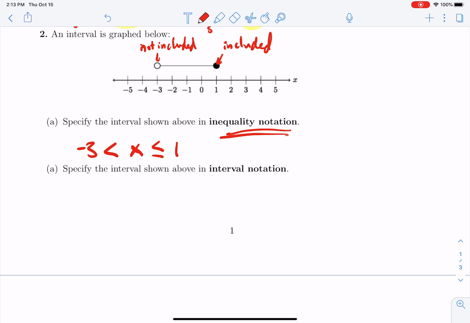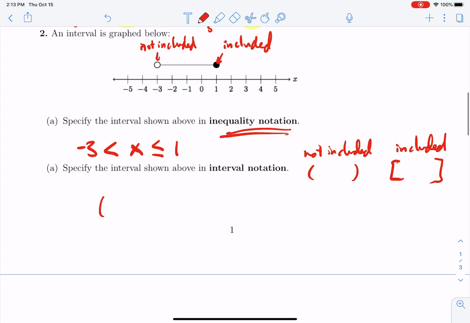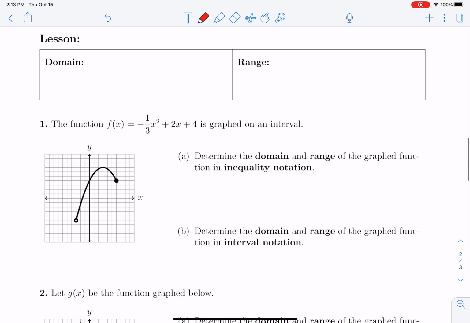Now in interval notation, we have to decide between parentheses and brackets. Parentheses means not included. Brackets means included. Okay, so in interval notation, -3 is not included, and 1 is included, given by how those circles are filled in or not.